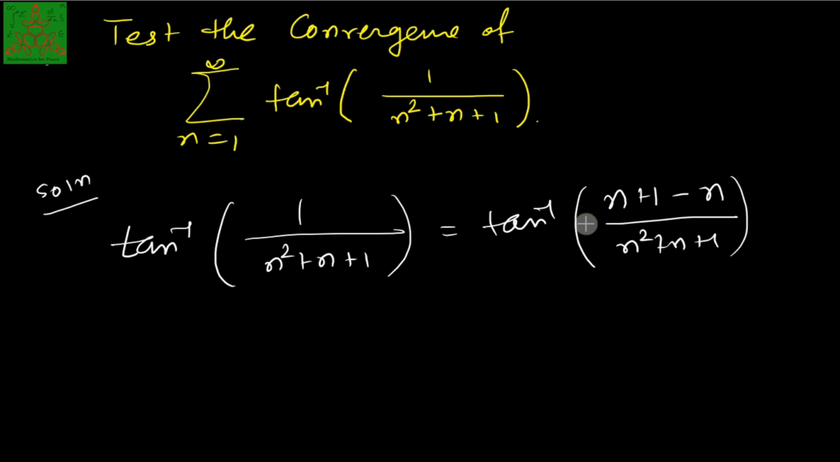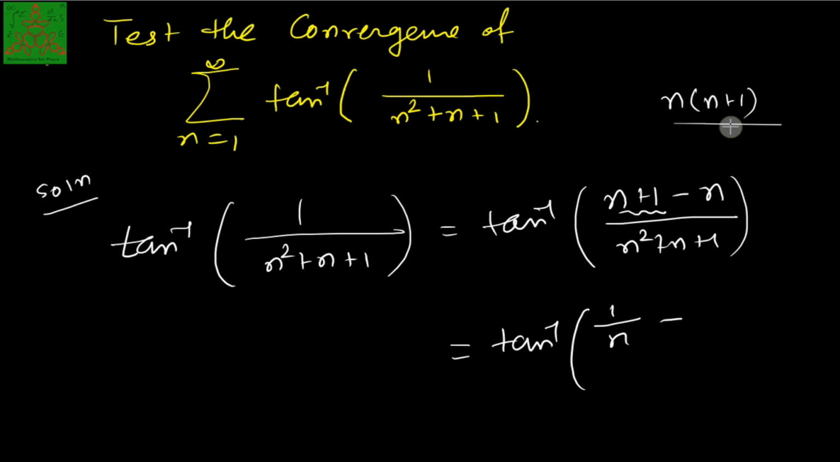If I divide this quantity in the numerator and the denominator by n into n plus 1, then what will we get? In the numerator, n plus 1 divided by n into n plus 1 gives me 1 upon n, minus n divided by n into n plus 1 gives me 1 upon n plus 1. In the denominator, n square plus n divided by n into n plus 1 is exactly 1, so it is 1 plus 1 upon n into n plus 1.